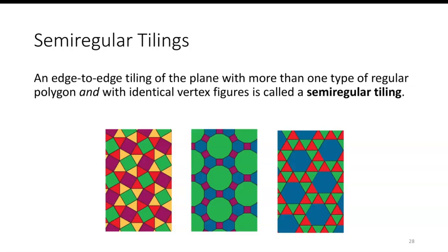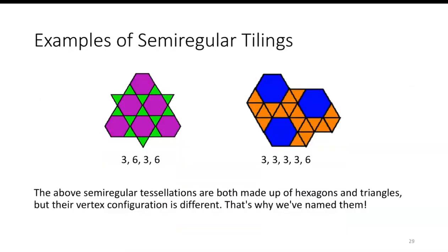An edge-to-edge tiling of the plane with more than one type of regular polygon and with identical vertex figures is called a semiregular tiling. You can see some examples on this screen. Here's a couple other examples. The above semiregular tessellations are both made up of hexagons and triangles, but their vertex configuration is different.